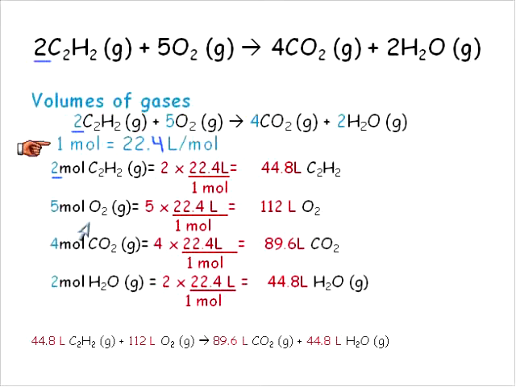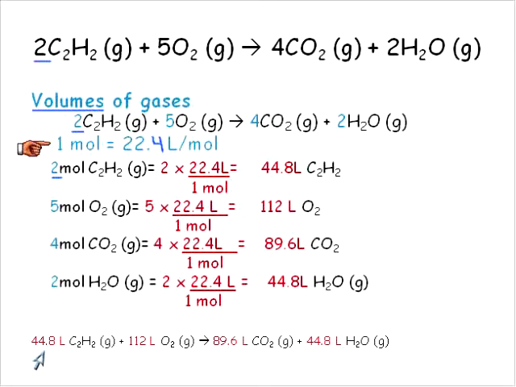Here we have 5 moles. It would be 5 times 22.4, which gives us 112, and so on. Again, here's 4 moles of carbon dioxide. 1 mole is 22.4 liters, and then we have water, which is 2 moles. And so here we calculated the volume of the gases.